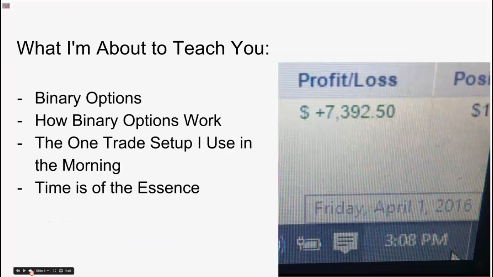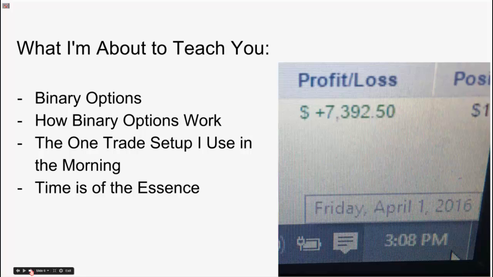Anyways, so what I'm about to teach you is Nadex binary options. I'm going to show you how they work, the one trade setup I used the other morning. For those of you who have full-time jobs and careers and also trade on the side, this is probably the best setup I could teach you.